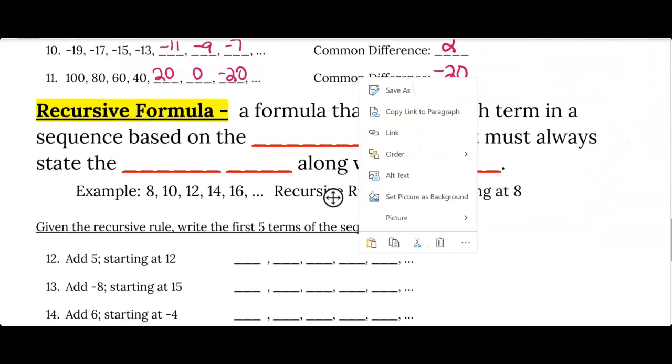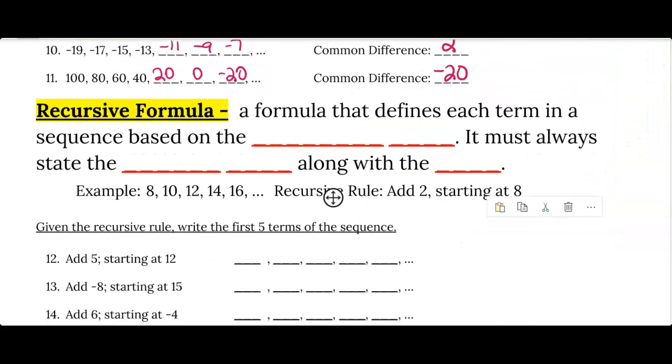Going along with arithmetic sequences, we have a recursive formula, and that's just a formula that defines each term in a sequence based on the previous term. It must always state the first term along with the change.